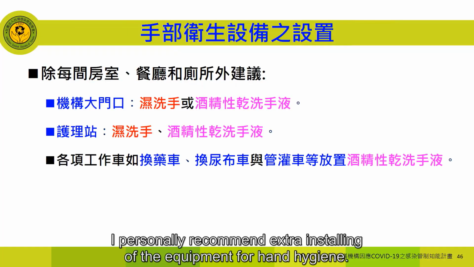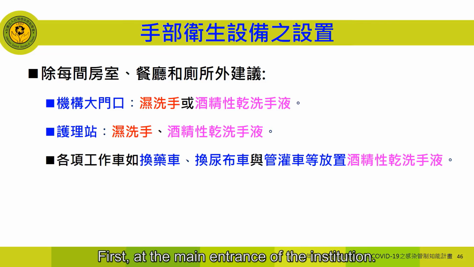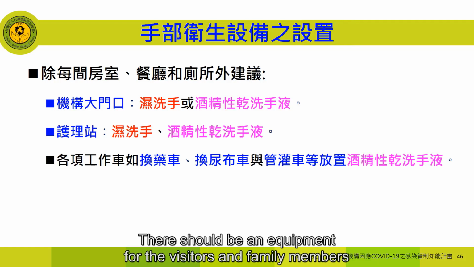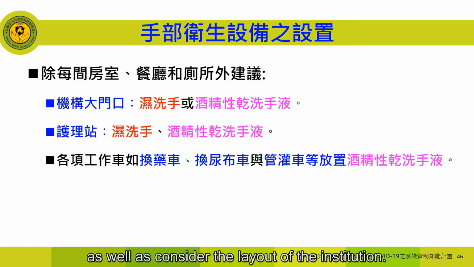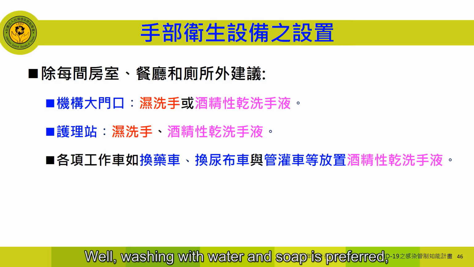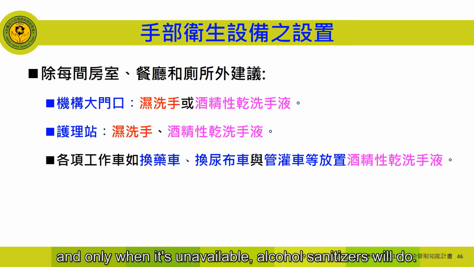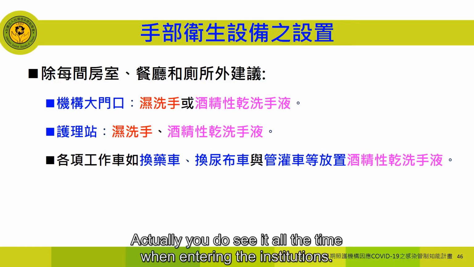I personally recommend extra installing of the equipment for hand hygiene. First, at the main entrance of the institution, there should be equipment for visitors and family members to clean the hands upon entering, as well as consider the layout of the institution. Washing with water and soap is preferred, and only when it's unavailable, alcohol sanitizers will do. Actually, you do see alcohol sanitizers being used all the time when entering the institutions.